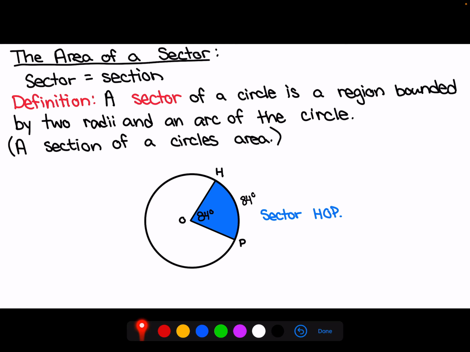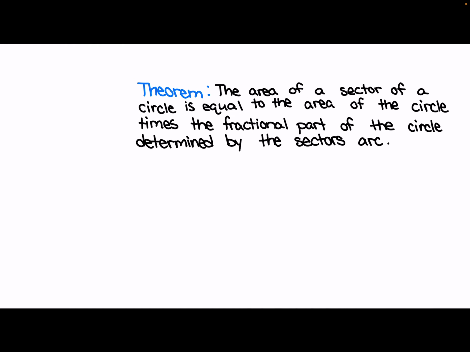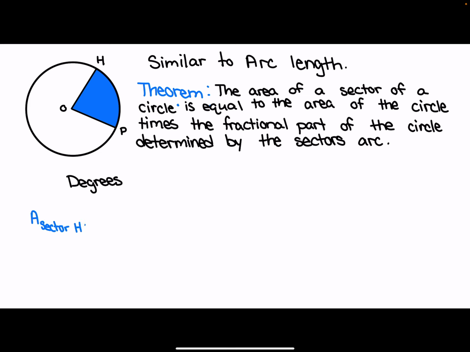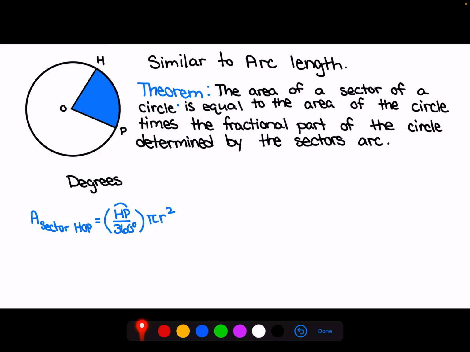So at that point, I can go ahead and use an equation in order to find the area of the section. I find the area of the whole circle using area is equal to pi r squared, and then I multiply it by a fraction of the circle. And that fraction would be 84 out of 360 degrees. So therefore, our equation for the area of a sector will be the area is equal to pi r squared times the arc over 360 degrees.